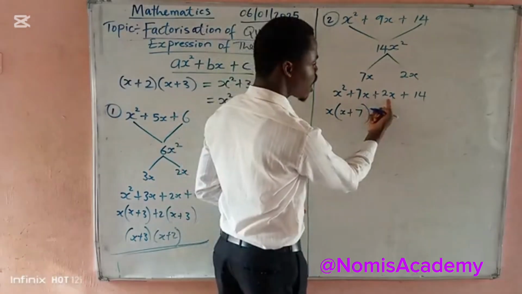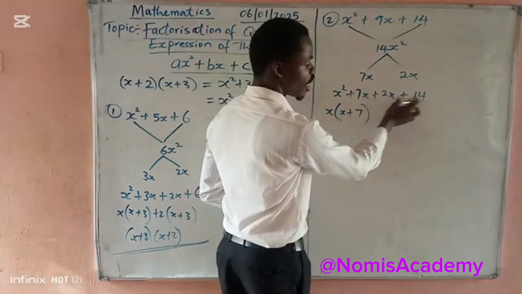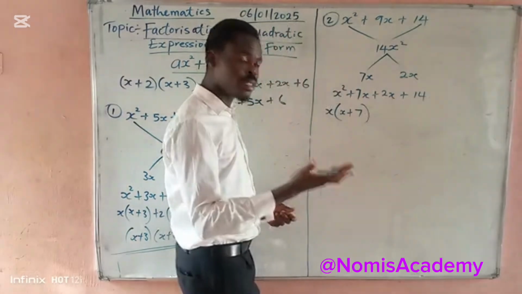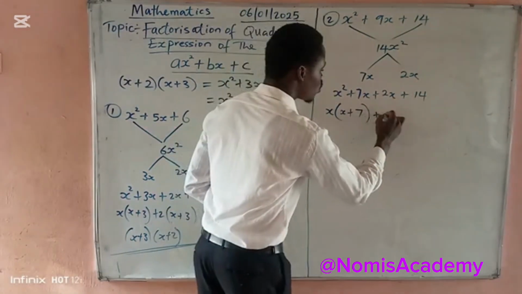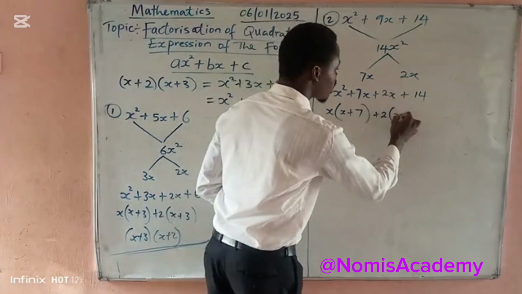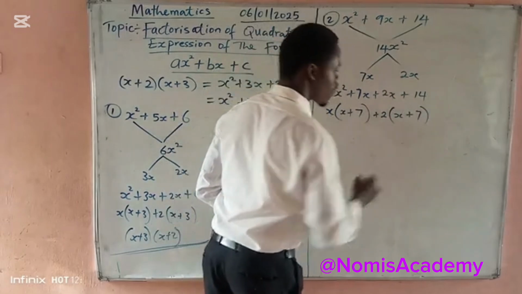Then in the other two terms, what is common? You can see I can get 2 here, and I can also get 2 here. 14 divided by 2 will give me 7. So picking out 2 plus 2 and then closing the rest in the bracket. This is x plus 7.